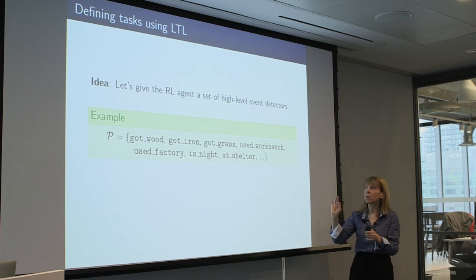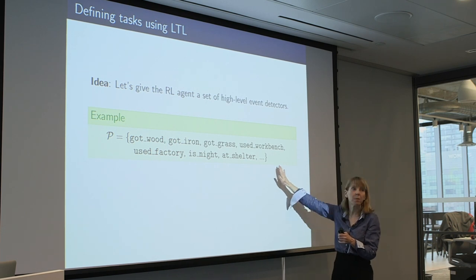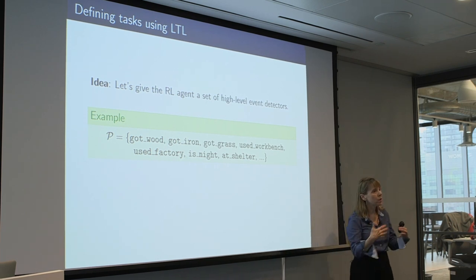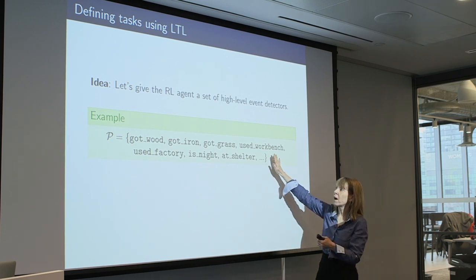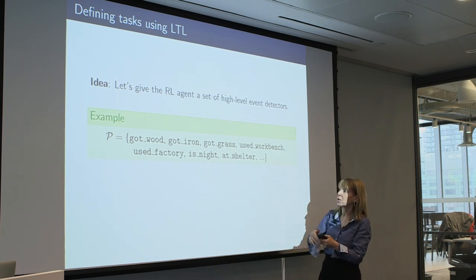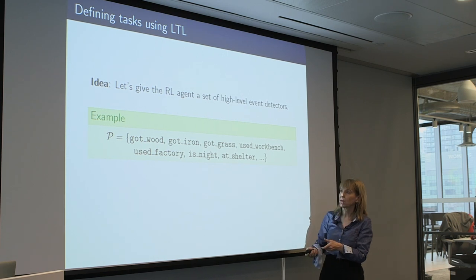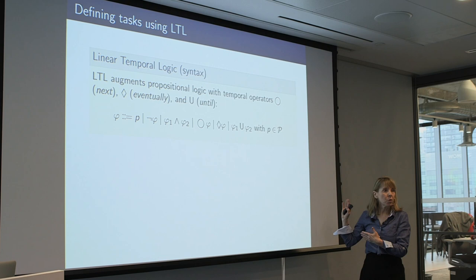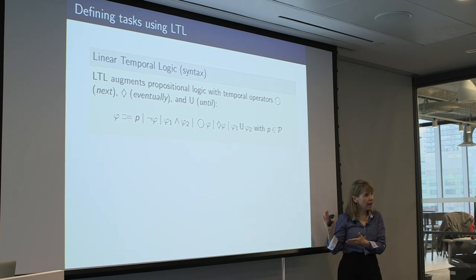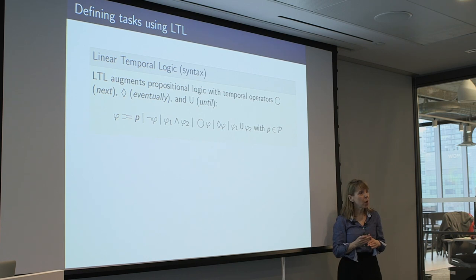Those event detectors become the vocabulary for what we're going to allow the human to use to describe our reward function. So got wood, got iron, got grass, used workbench, used factory, is night, at shelter, and so on. And we're going to use LTL to describe those things. Linear temporal logic, LTL, very quickly, is a propositional modal temporal logic. It's been used for years and years.